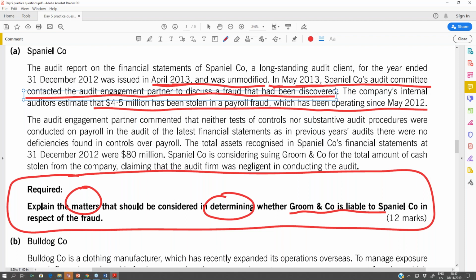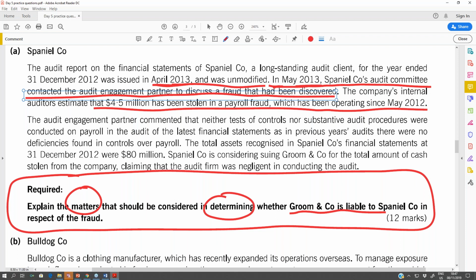Everyone can give me an answer quickly. This payroll fraud was happening at the time you were doing the audit, because you issued the report on April 13, right? And the audit committee is saying that this payroll fraud has been operating since May 12. So the fraud was happening since May 12. So when you went for the audit, this fraud must have happened, or it must be going on, right? Now let's see, can the auditor be liable for that when he knew that there was a fraud going on?